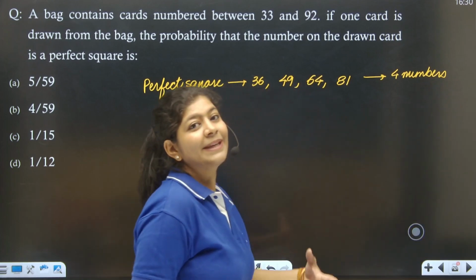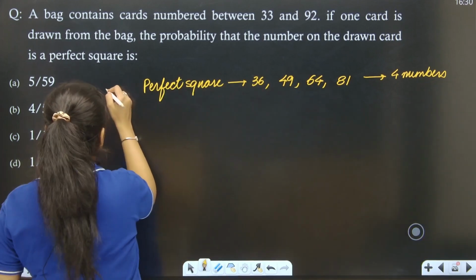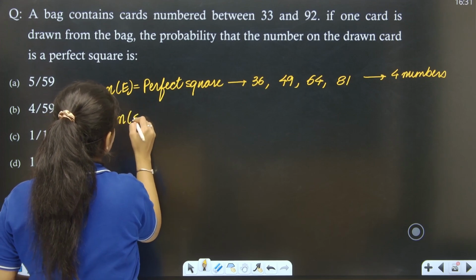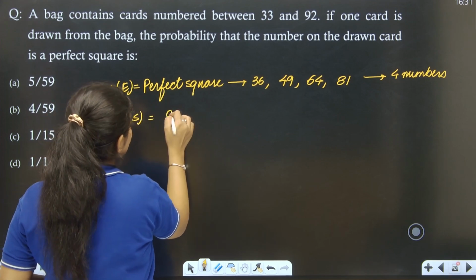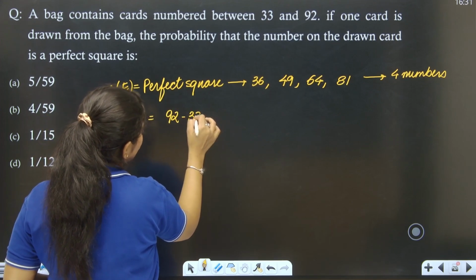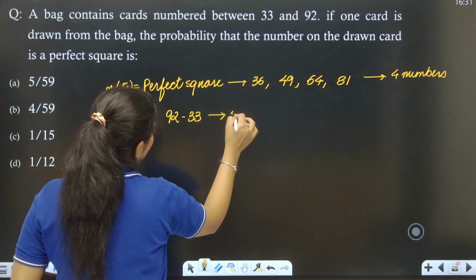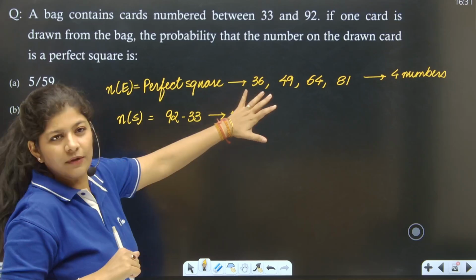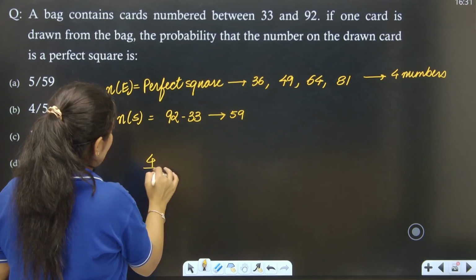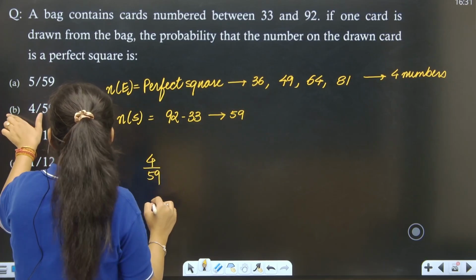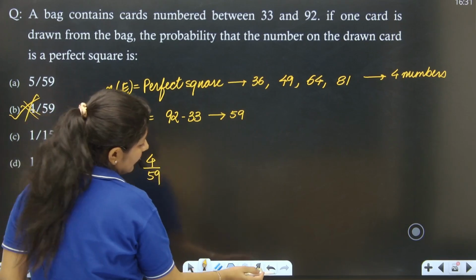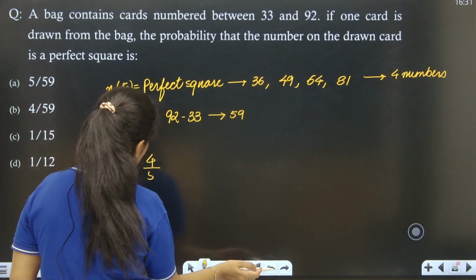Now, how many sample space are we having? This is your NE and NS. Sample space is 92 minus 33. If you do it so, you will get 59. But if you solve it like this, then you can say, ma'am, 4 by 59 is the correct answer, that means that option is the correct one. No, option number B is not the correct one.